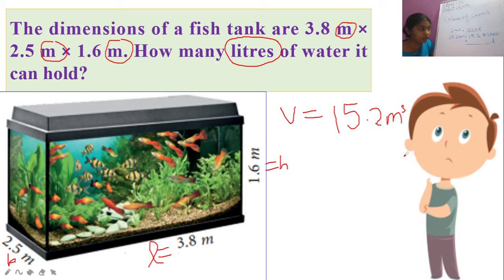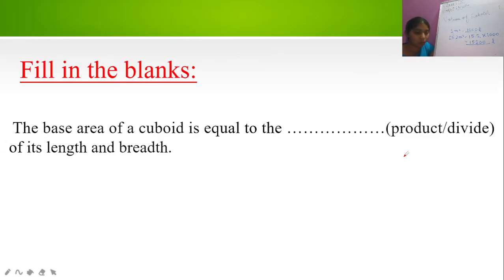Yes, very good. So we get 15,200 liters of water required for this fish tank. Okay students, this way you can calculate the liters of water for any fish tank. If you have the dimensions required for volume, then you will easily be able to calculate how many liters of water are required for these types of things. Okay, let's come forward, students.